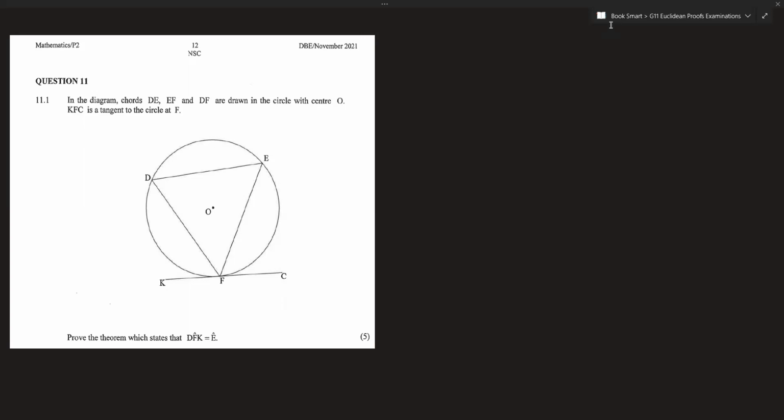Okay, so ladies and gentlemen, on this question, we are required to prove a Chord theorem. So this is the proof of Chord theorem. They want me to prove that angle DFK is the same as angle E. It's the same as angle E.